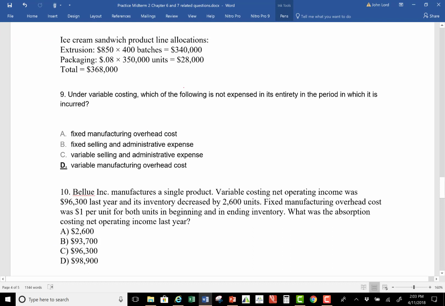Under variable costing, which of the following is not expensed in its entirety in the period in which it's incurred? It's the variable manufacturing overhead cost because they're still sitting in ending inventory. But that's fixed manufacturing overhead, not variable. No, variable would be as well. Just look at that question I just showed you.